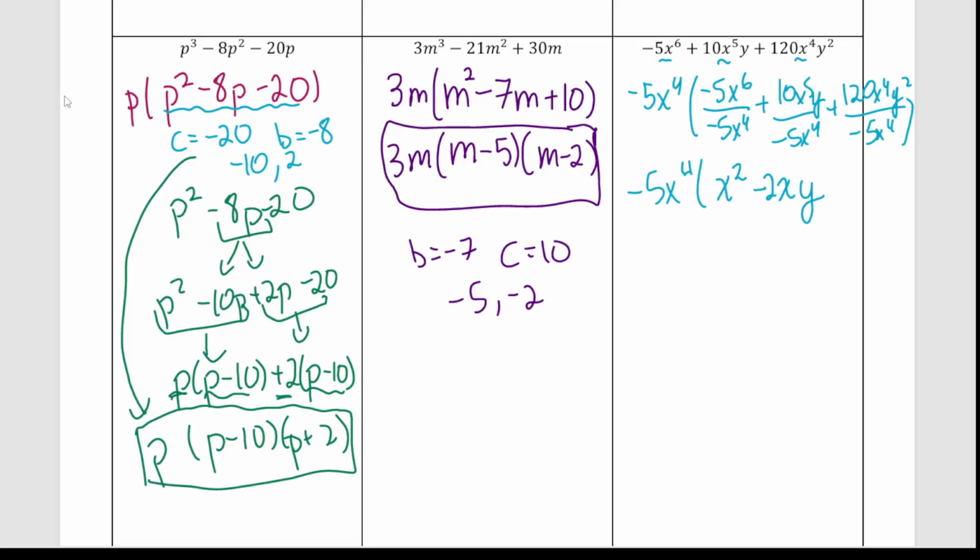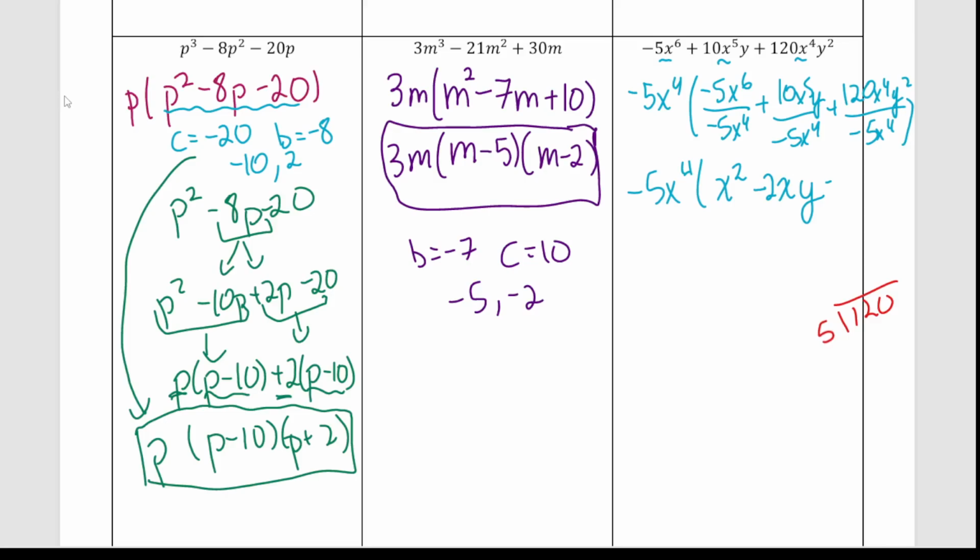Positive 120 divided by negative 5 is going to leave us with negative 24, is that right? 24? I'm actually a little bit paranoid. I'm going to double check that to the side. I'm thinking it is 24, since 120 divided by 10 would be 12, so divided by 5 should be 24.